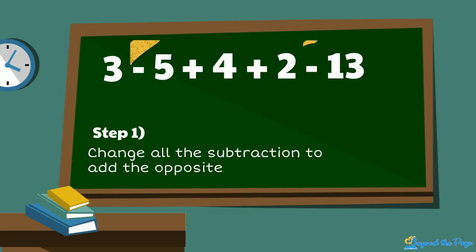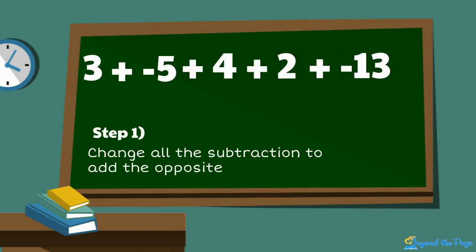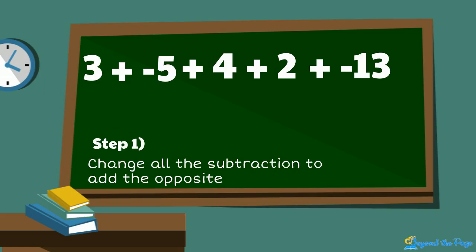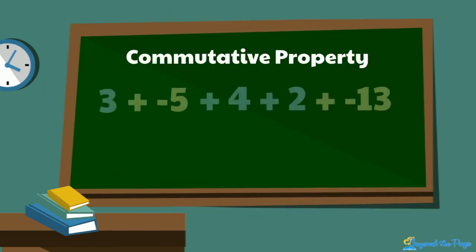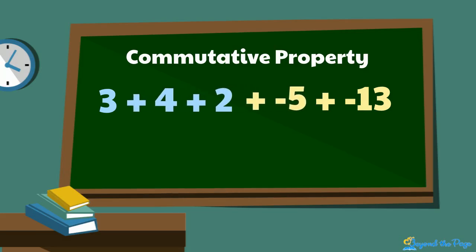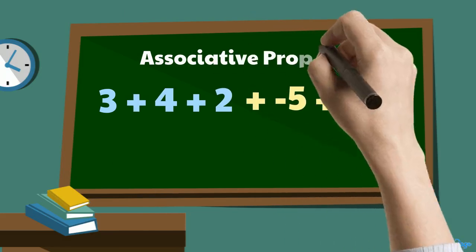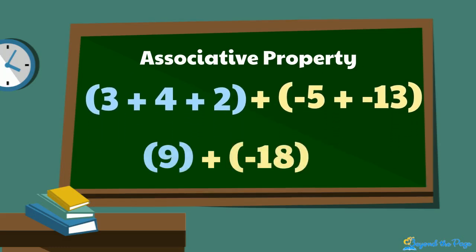The first step you take is to change all the subtraction to add the opposite. So now you have 3 plus -5 plus 4 plus 2 plus -13. Next you apply the commutative property to move the positive numbers together and the negative numbers together. Now the same problem looks like this. Then, using the associative property, group the positive and negative numbers by writing parentheses. Finally, simplify the expression using the order of operations. And your answer is -9.